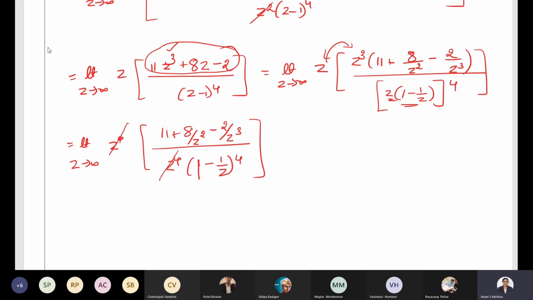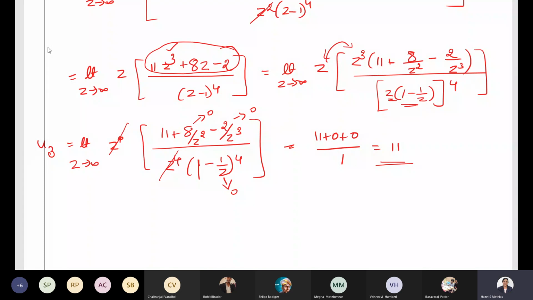Now you apply the limit. When you put the limit Z tends to infinity, 8 by infinity tends to 0. Here also when Z tends to infinity, this term tends to 0. Here also when Z tends to infinity, 1 by infinity tends to 0. So what do we get over here? 11 plus 0 divided by 1 power 4, which is 11. So what is the value of U3? It is 11. Is it clear, everyone?